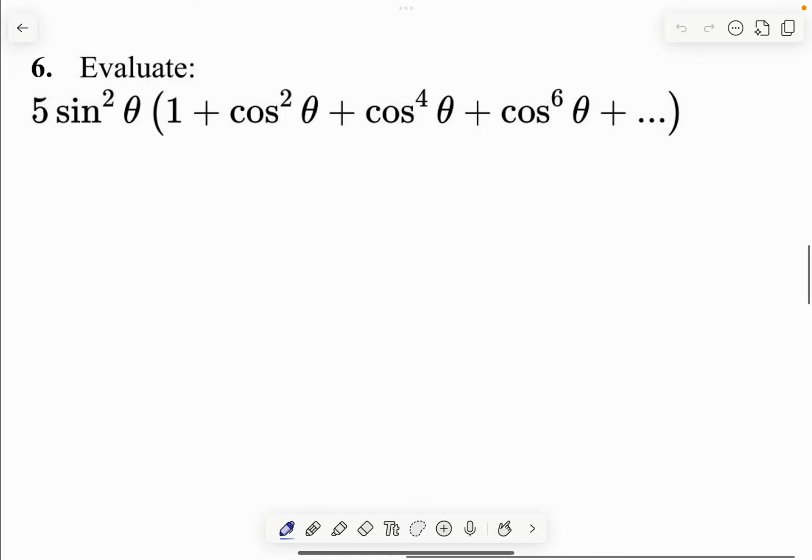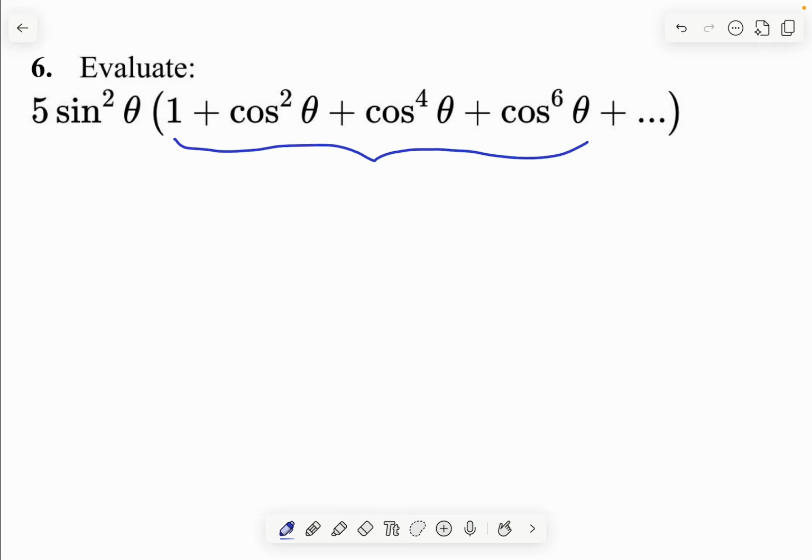This problem's nice because it kind of brings in trigonometry with infinite series. So we have to evaluate this. So it must evaluate to something simple. Let's just focus our attention on this. We want to consider this an infinite geometric series.